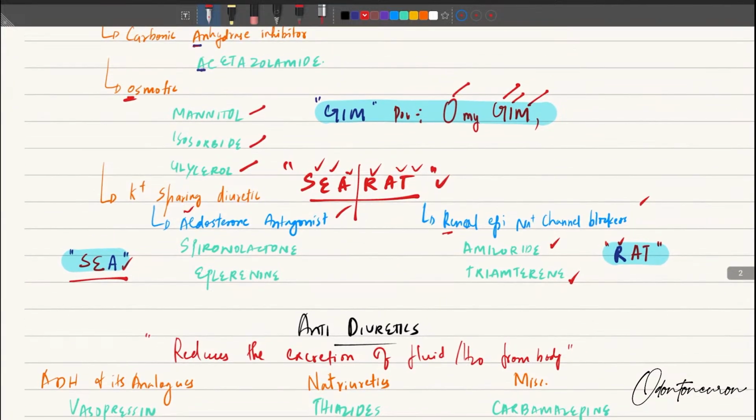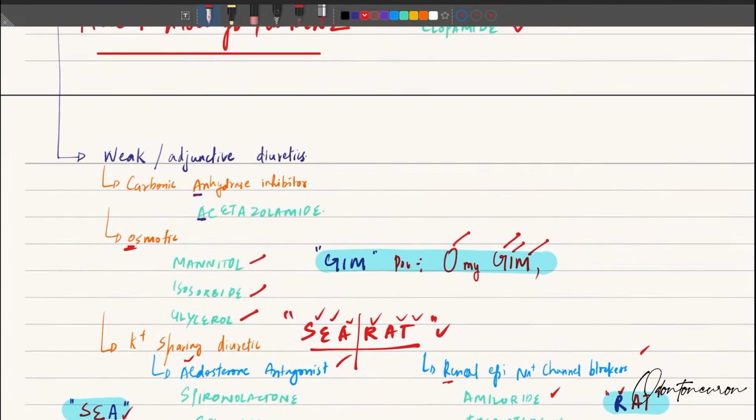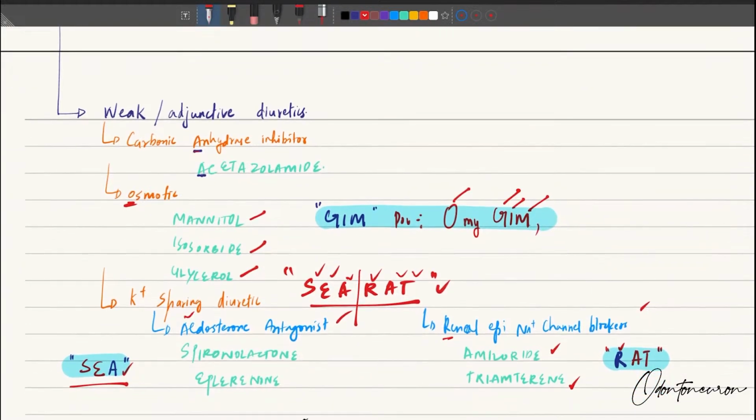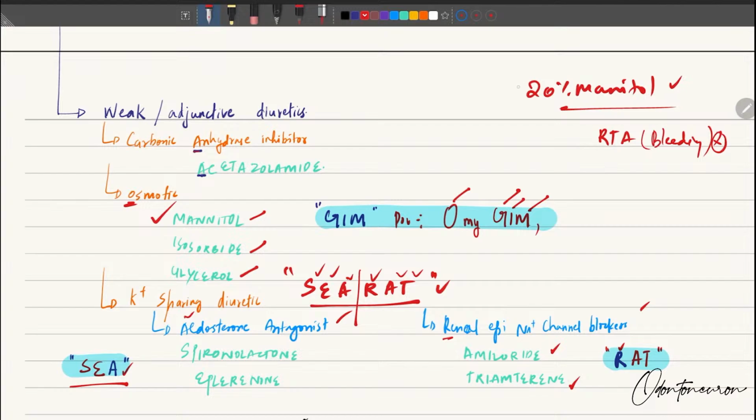Now I'll say where each one acts. Your carbonic anhydrase inhibitors act on the proximal convoluted tubule. Then we have osmotic diuretics. This drug is very important, this 20% mannitol. It's a very important question. When I talk to my friends, I used to discuss this a lot, because if a patient has raised ICP and there is no bleeding in the head, and you have to maintain the patient, you'll give 20% mannitol. That's why it's very important.